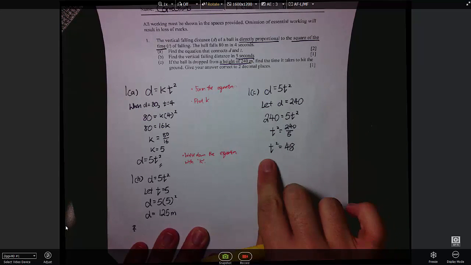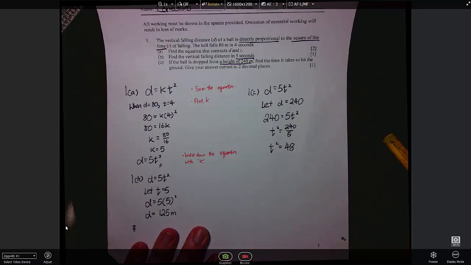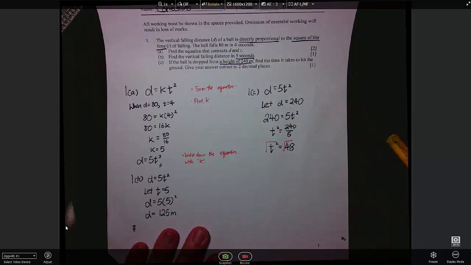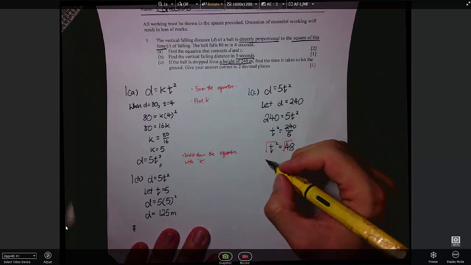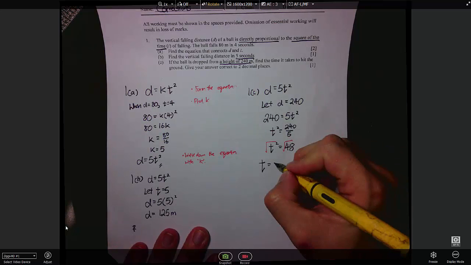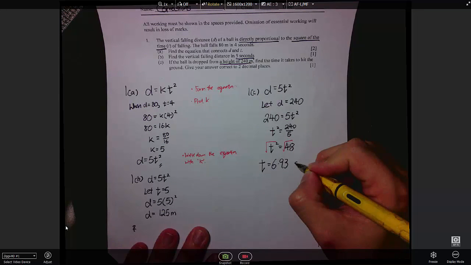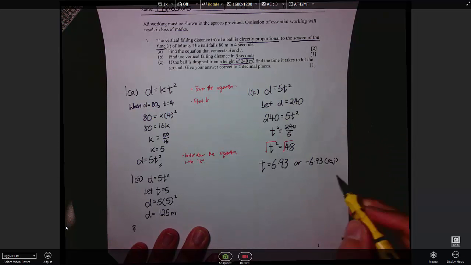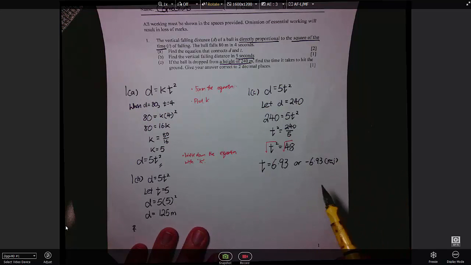Now when there's a t square here, to get rid of t square, what we do is that we will square root both sides of the equation. So when you square root the left hand side, you obtain t. Square root of 48 yields both 6.93 or negative 6.93, which we must reject because it is a negative answer. This case I did not penalize you all, but in further study, especially in secondary 3, don't forget that when you square root, you get both a positive and negative answer.